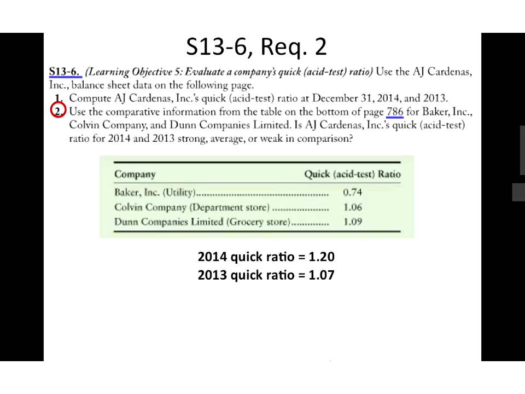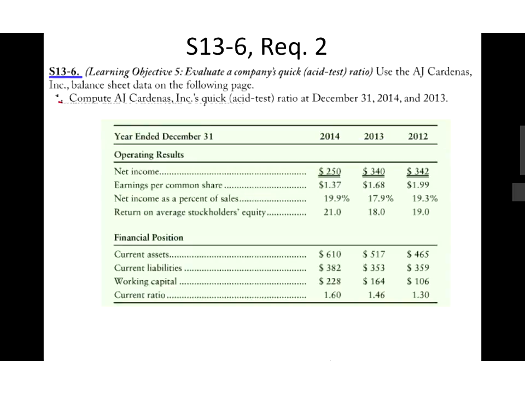The quick ratio, the higher the better. And when we compare them to the other companies listed, the 1.2, the most recent quick ratio, is better than the 0.74 for Baker, the 1.06 for Colvin, and the 1.09 for Dunn. So that's what you do with the quick ratio. The quick ratio and the asset-test ratio mean the same thing. Okay, so our next homework problem, we do the current ratio. I actually put these, this is 13.6. We're going to go to 13.5. So we're going to go backwards.